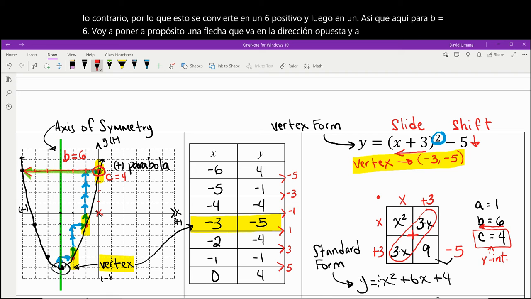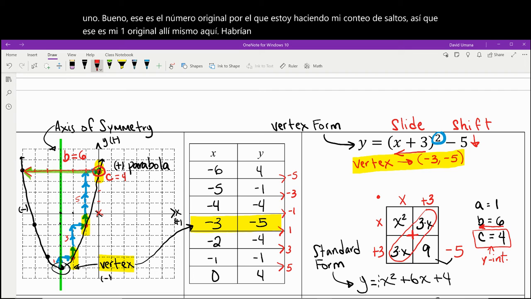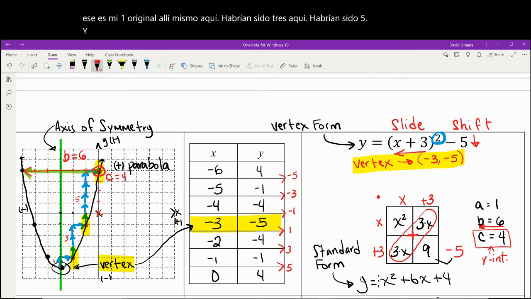Well, that's the original number that I am doing my skip counting by. So that's my original 1 right there. Here would have been 3, here would have been 5. Okay. And that's the basic information in terms of how to solve this. Now I'll go over one more to kind of go through the information.